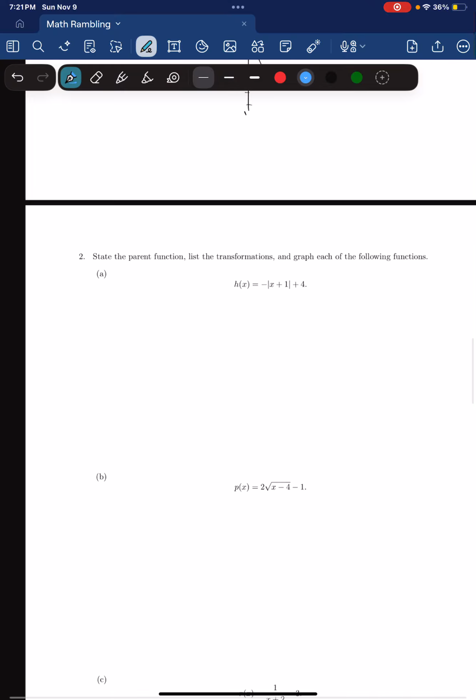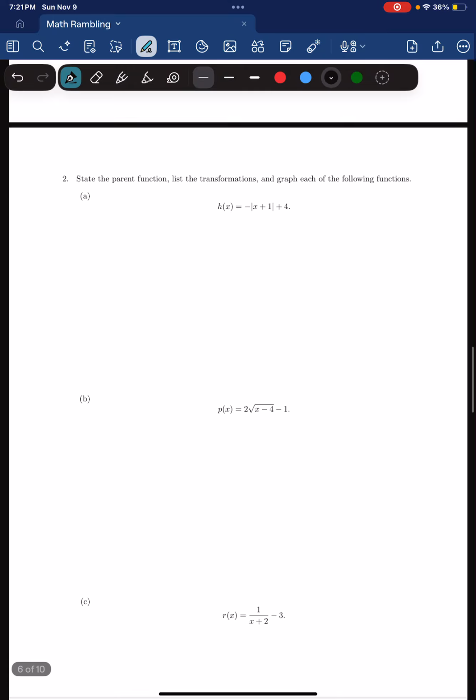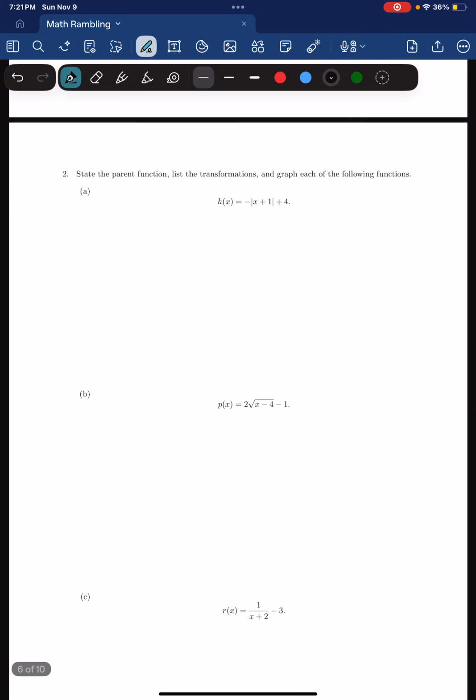Oh, wow. This is a lot of work. My goodness. State the parent function, list the transformations, and graph each of the following. A lot of graphing. All right. State the parent function. I see absolute values, so I know the parent function is absolute value of x. List the transformations. Okay.